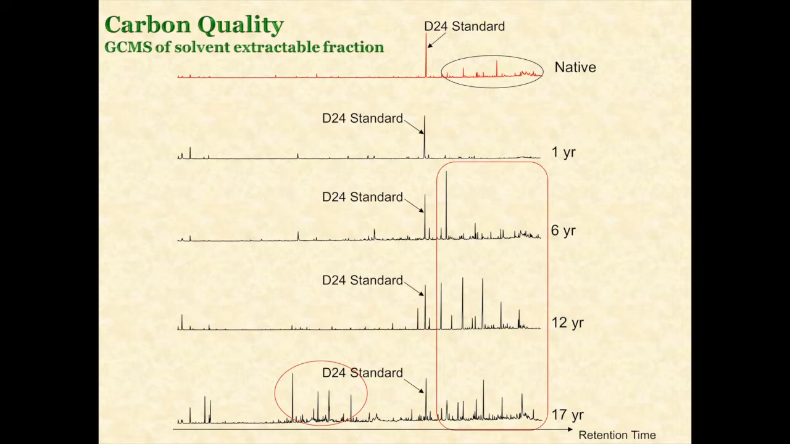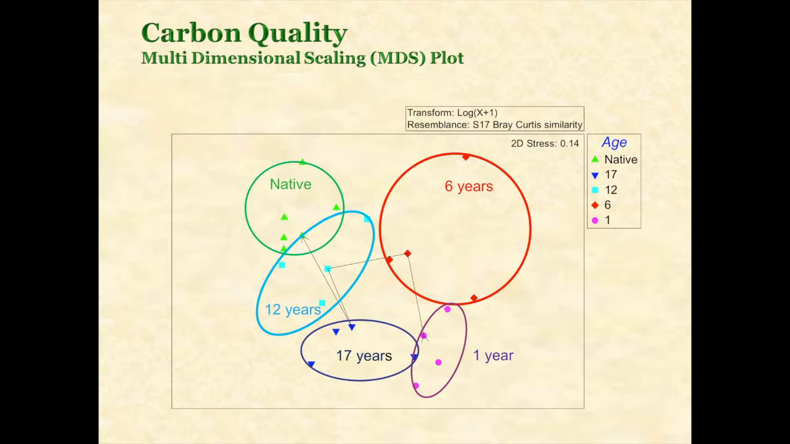And we see here that actually there is some pattern perhaps that we can see as things start to change. Certain areas, for example, in the 17-year-old ones look quite different to both year 1 and the native soils. So we're seeing real differences occurring over time. So we looked at this on a multivariate basis.